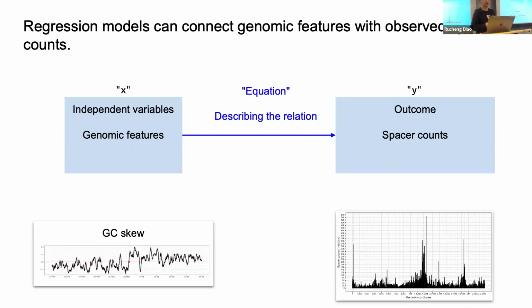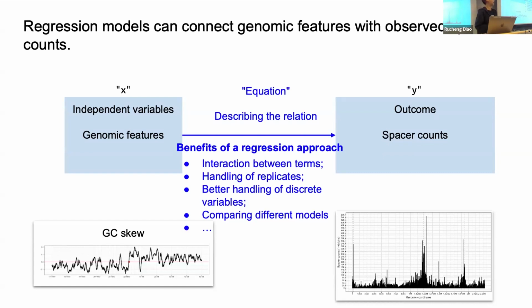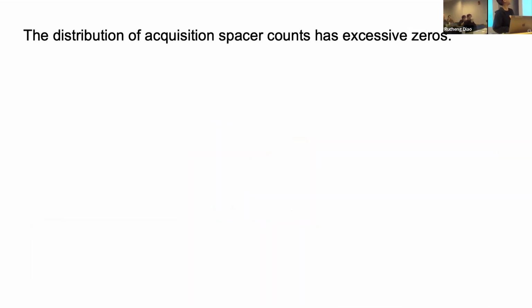There are a lot of benefits of using a regression approach instead of, again, doing correlation over and over again for individual features. For example, we can investigate the interaction between different terms, different independent variables. It will give us better handling of replicate data and also discrete variables. And down the line, we can compare different models to really understand if a variable is really contributing information to the spacer count. So that is when the regression model comes in.